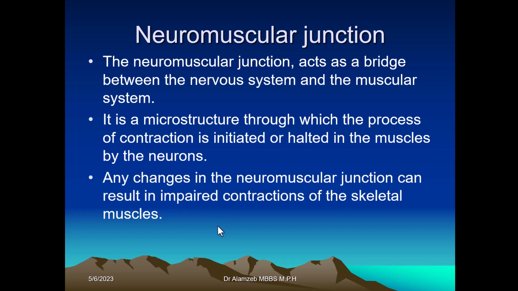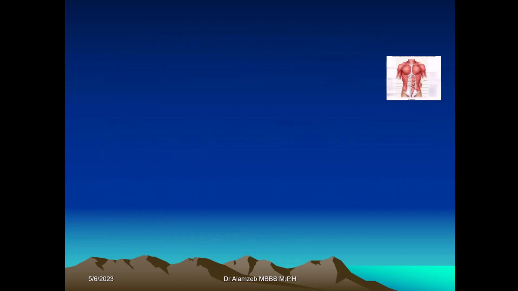Any change in the neuromuscular junction can result in impaired contraction of the skeletal muscle. When there is any abnormality at the neuromuscular junction, it can impair the contraction of the skeletal muscles. These abnormalities may be due to drugs, disease, or toxins. We will discuss them at the end of this lecture.